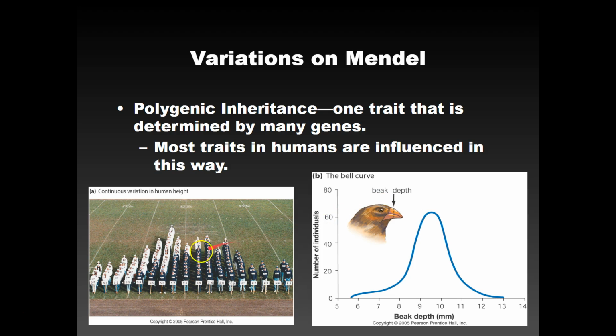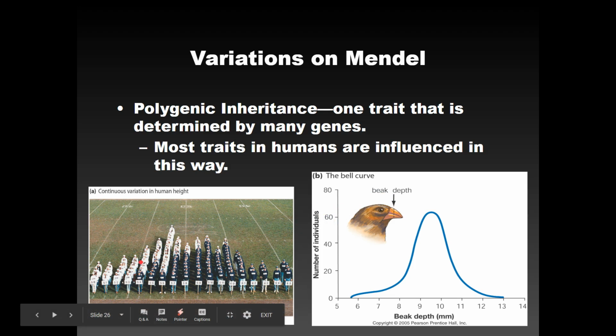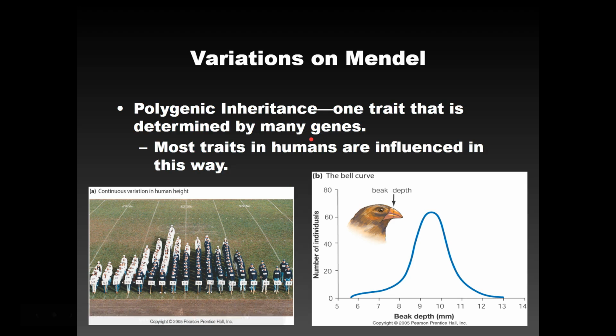So here is a bunch of people. I think this is the girls, or the girls are in white and the boys are in blue. And you can see that there is a very wide range of variations. In fact, you could even go deeper into this, and you could go to the half inch, the quarter inch, the 1/10 of an inch, and get an even wider distribution of people. All right. So polygenic inheritance is a trait that is determined by many genes. In fact, most traits are determined by many genes.